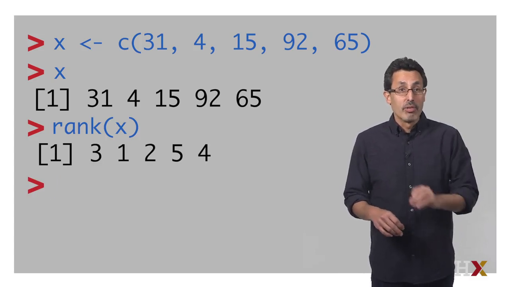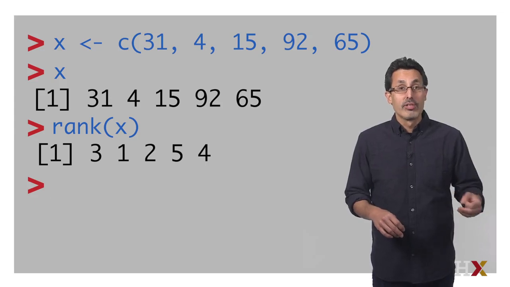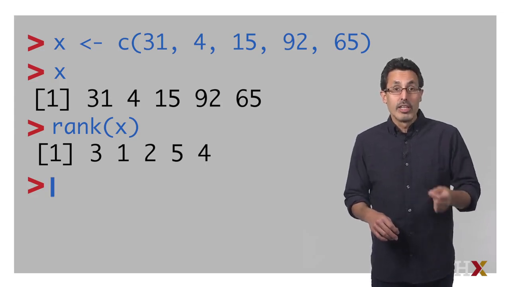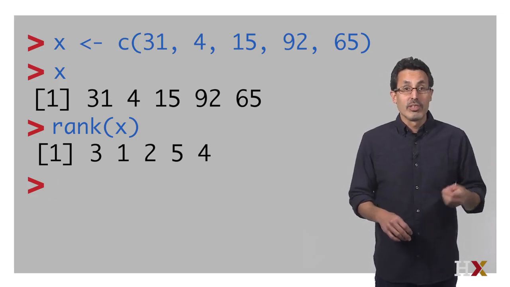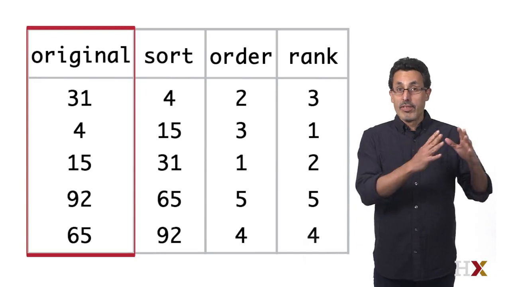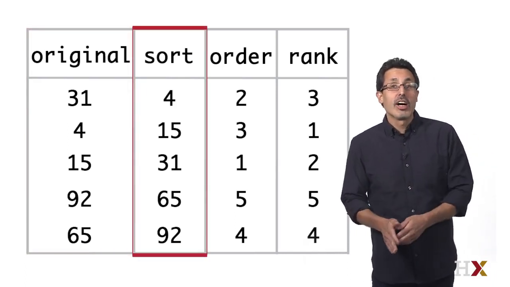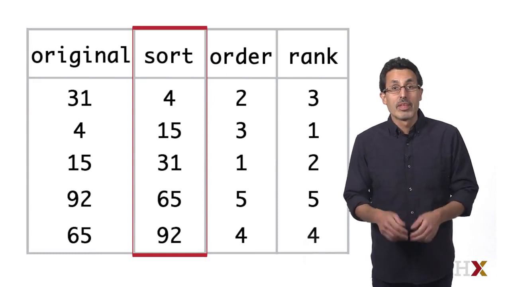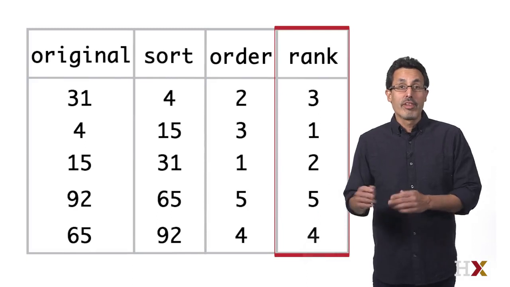Why? Because 31, the first entry of x, is the third smallest value in x. 4 is the smallest, so that one gets a 1. 15 is the second smallest, so it gets a 2, etc. To summarize, let's look at the results of the 3 functions we have introduced. In the first column of this table, we have the original vector: 31, 4, 15, 92, 65. In the second column, we have the result of sort. In the third column, we have the result of order. And in the fourth column, we have the result of rank.